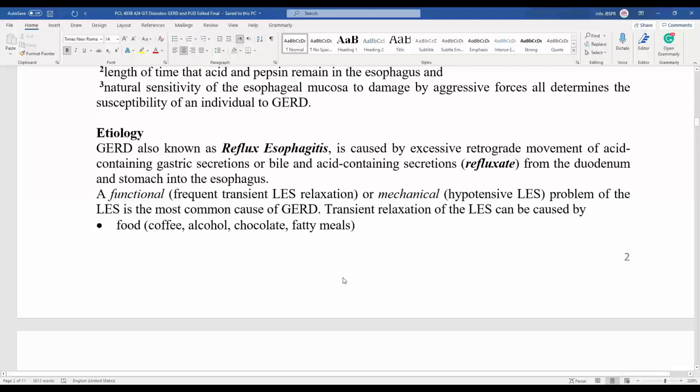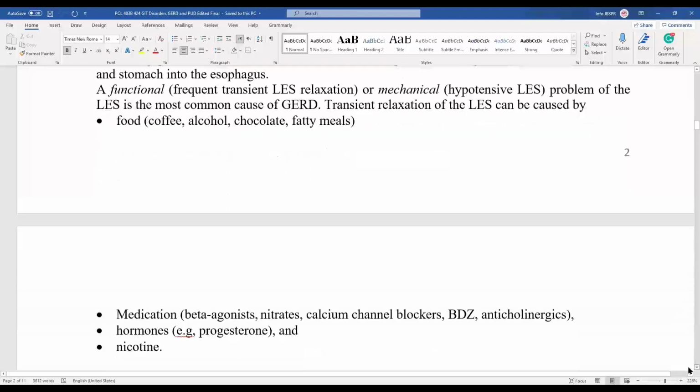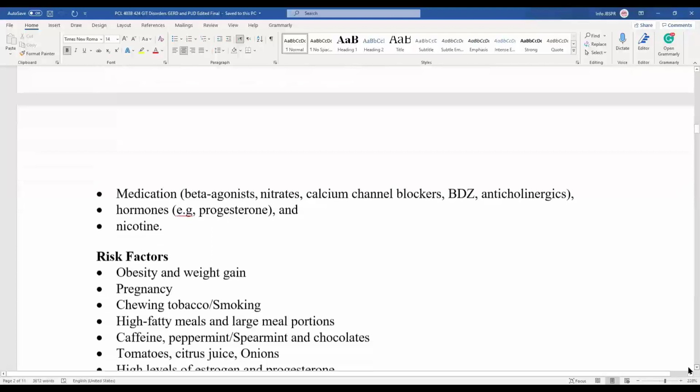And when these are happening and they're taking too long or staying too long, then the person can develop GERD. And of course, the transient relaxation can be caused by some foods like coffee, alcohol, chocolate. But that doesn't mean that everybody that takes alcohol or coffee or chocolate or fatty meals will have this. Then some medications too can be responsible, and the hormones and nicotine.